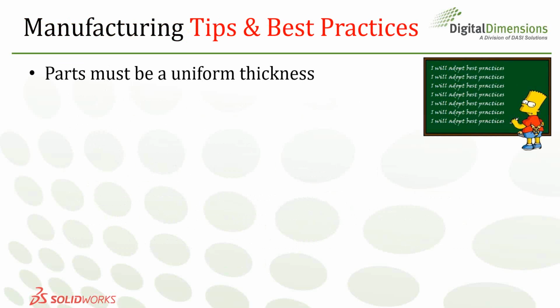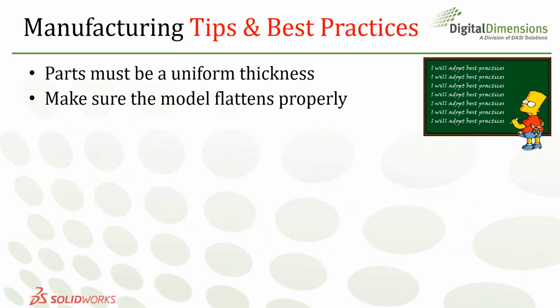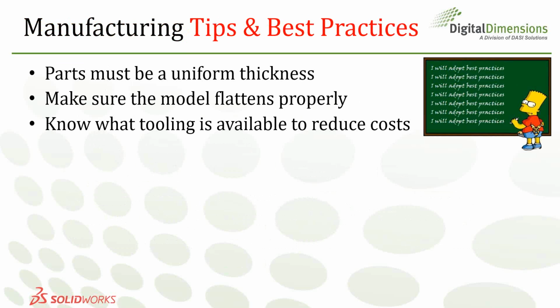Some of the manufacturing tips I wanted to just basically point out and get out there for you guys. Maybe this is a refresher, maybe it's new information. Just remember your parts must be a uniform thickness. That's pretty self-explanatory in sheet metal, right? It's going to be created from a uniform sheet part. Make sure the model flattens properly. So if you're doing a lot of bends and stuff like that, just check the flattened pattern at the end and make sure you don't have any overlapping areas or overlapping features.